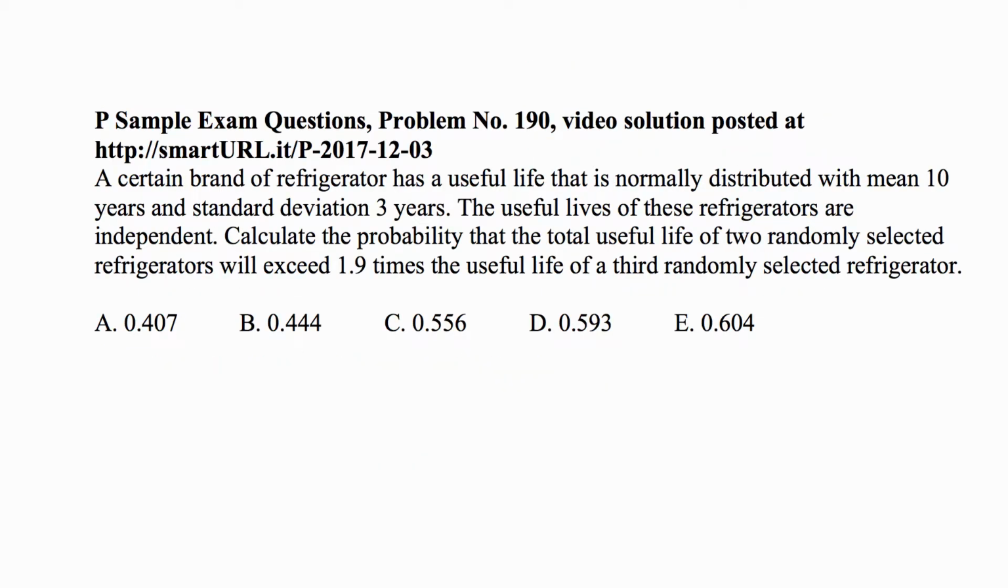This is a practice problem for exam P on probability. A certain brand of refrigerator has a useful life that is normally distributed with mean 10 years and standard deviation 3 years. The useful lives of these refrigerators are independent. Calculate the probability that the total useful life of two randomly selected refrigerators will exceed 1.9 times the useful life of a third randomly selected refrigerator.